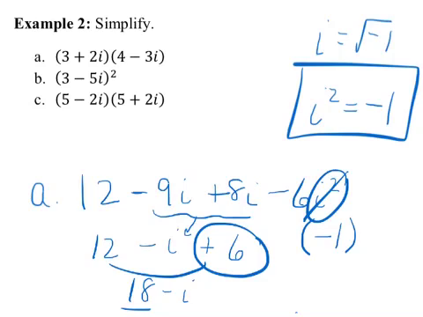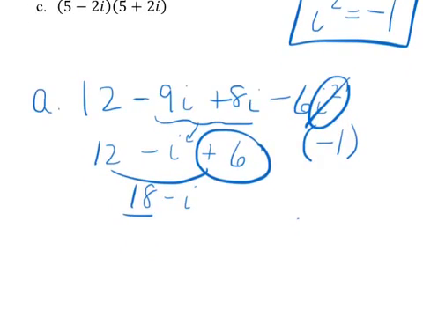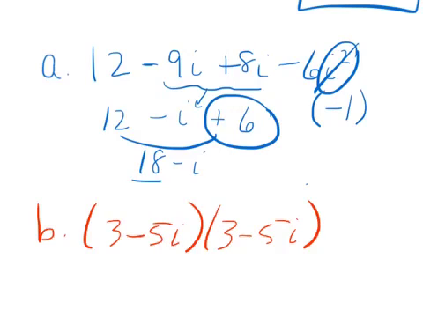Part B. Who wants to step us through part B here? You don't have to have it done. We could do it together. So if you're not done with it, it's fine. But it's 3 minus 5i, squared. Pat. You FOIL it. Good. Okay, what do we got for the terms? 9 minus 15i, minus 15i, plus 25i squared.